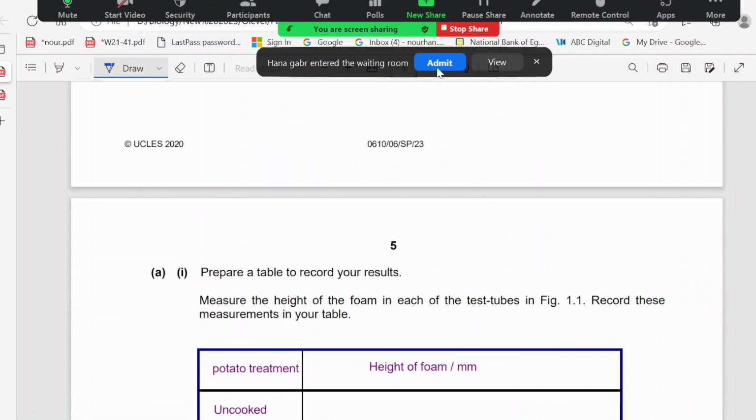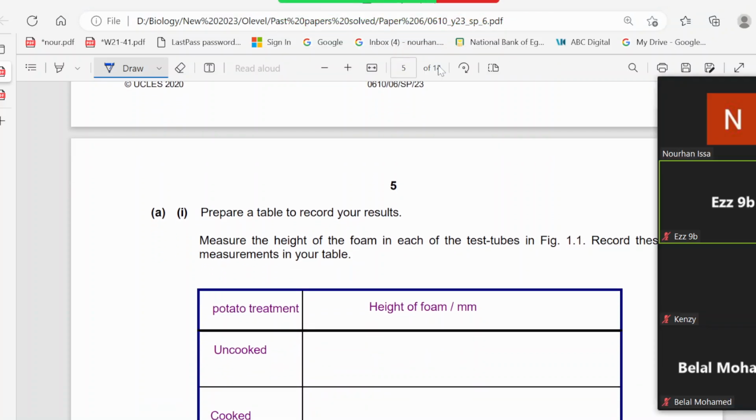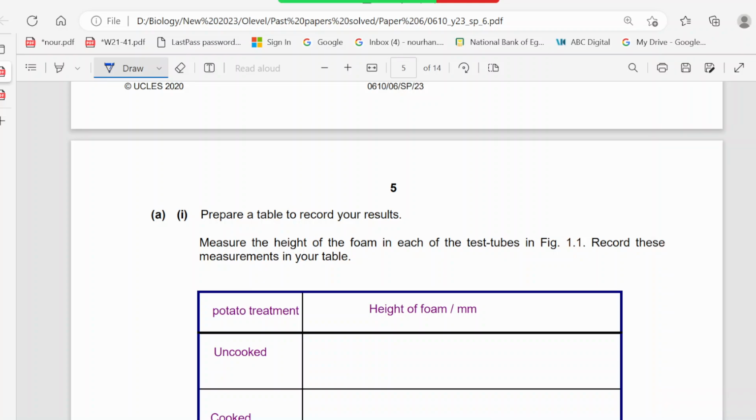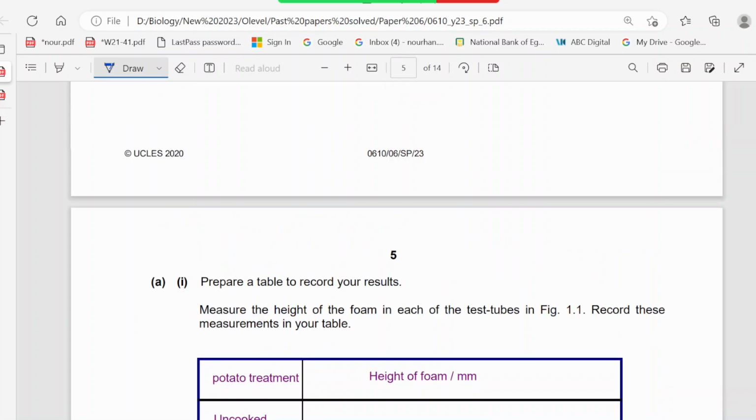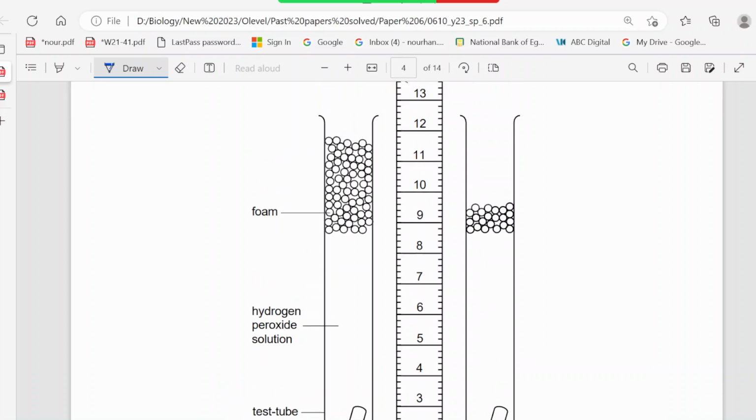What do they want me to do? Prepare a table to record the results. Measure the height of foam in each test tube. Record these measurements in your table. The table, as we agreed, every time it's the same thing. The changed variable is on the left and the results on the right. What is the changed variable? The treatment of potato, or the cooking of potato. Once it was cooked and once it was uncooked. What are the results that I measure? The height of foam.